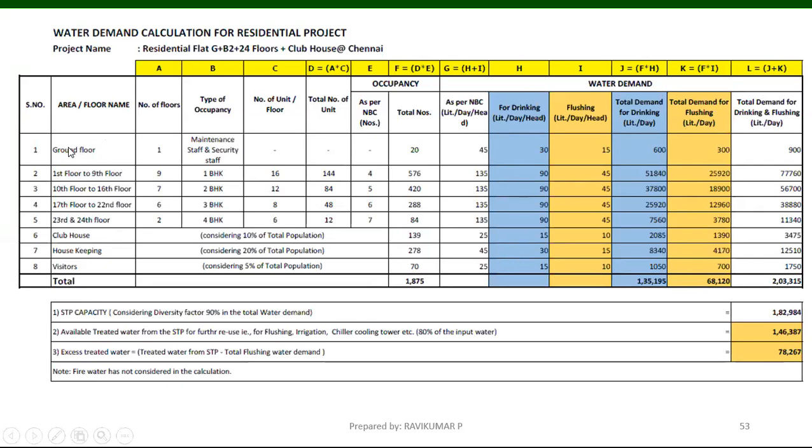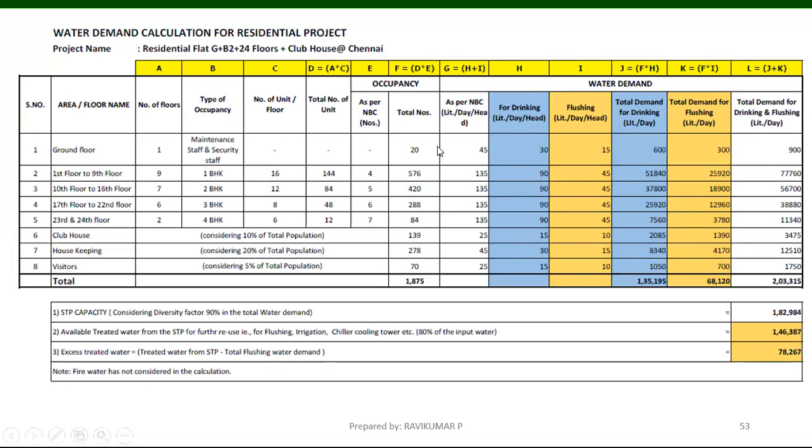So the ground floor: how many floors are there? Only one floor; the number of floors is one. Type of occupancy: what occupancy is there in the ground floor? Maintenance staff and security staff. Only in the ground floor there are maintenance staff and security staff, no residential occupancy. In the basement, ground floor and everywhere, there is car parking, security staff and maintenance room only. So maintenance staff plus security staff: two types of occupancy will be there in the ground floor.